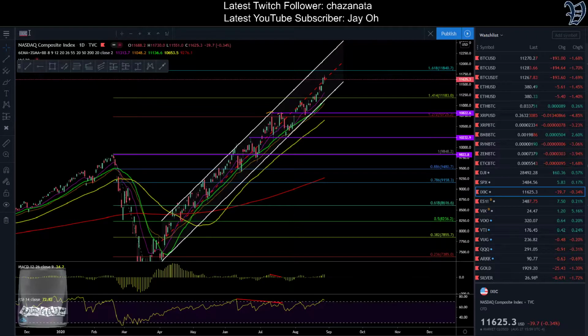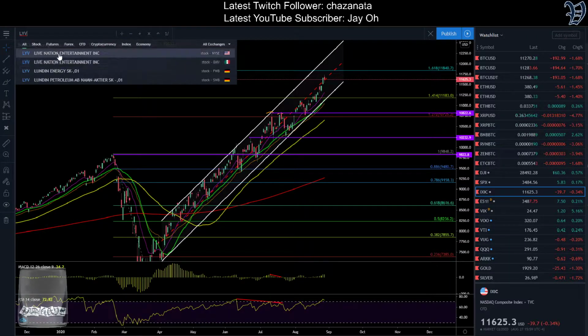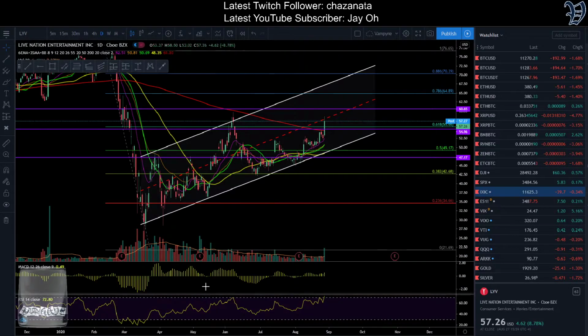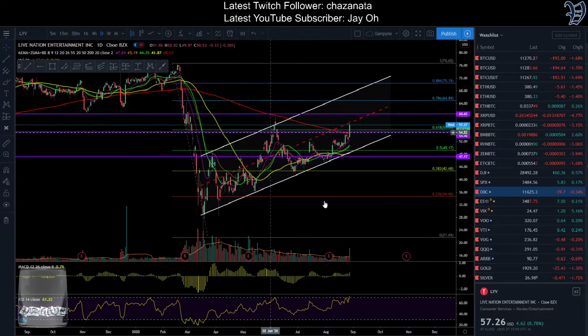A look over here at Live Nation. We'll try to explain the MACD. So basically, it's just an oscillator here, J, that shows you negative momentum and positive momentum. So as it goes up, you get different kinds of things as far as the movement of it goes.